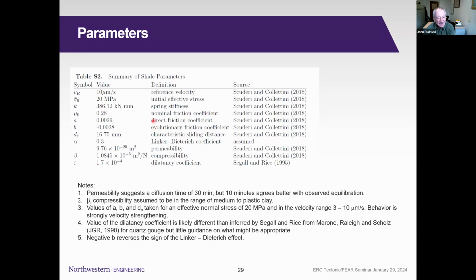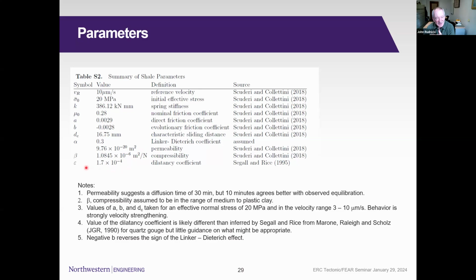You can see here that B is actually negative. So the Linker-Dietrich effect flips the sign, and B is much less than A, so you have very strong velocity strengthening. Again, we don't know the Linker-Dietrich term, so that was just assumed. Here, the permeability is much lower, by 3 orders of magnitude, than in a carbonate gouge. So here, the difference between the pore pressure in the reservoir and on the fault surface is going to be significant.